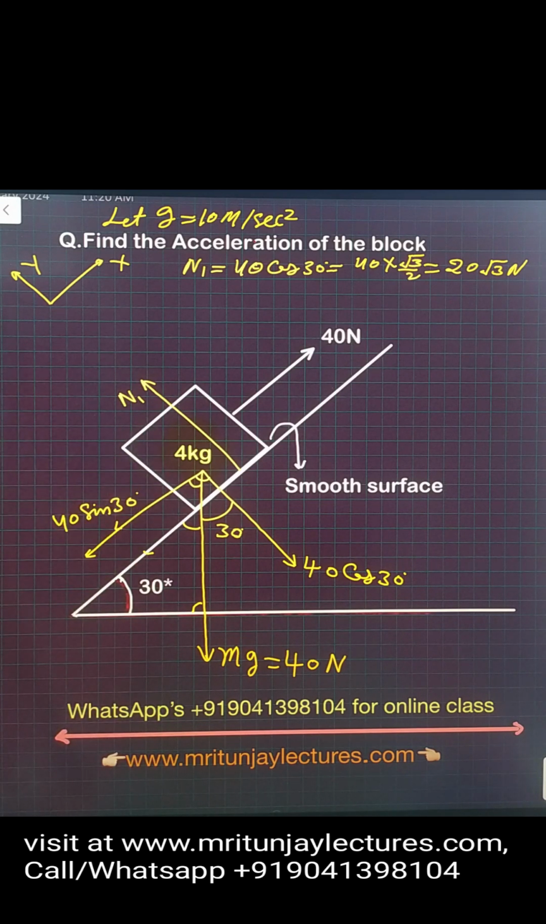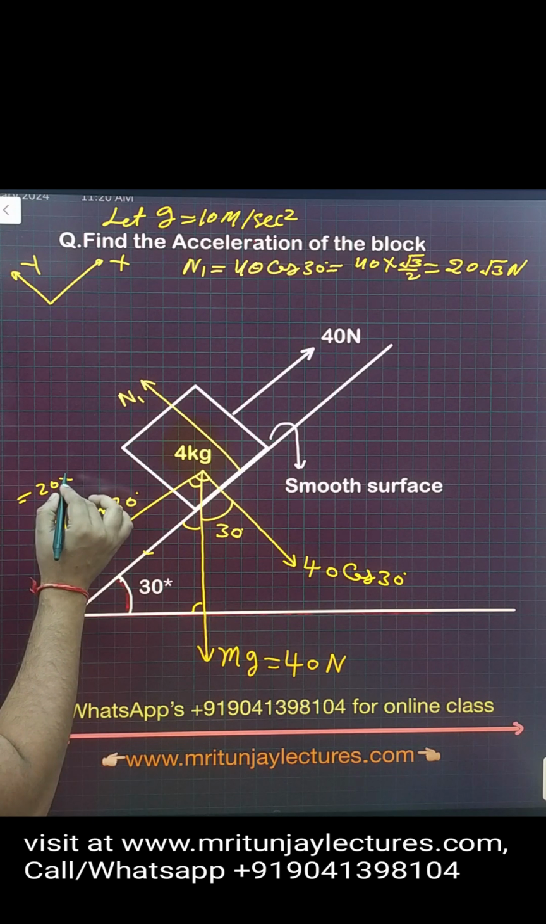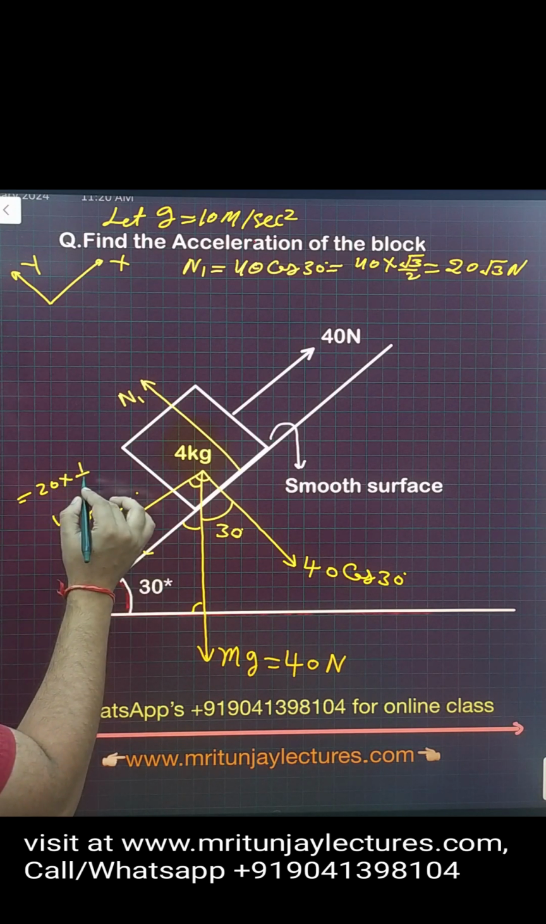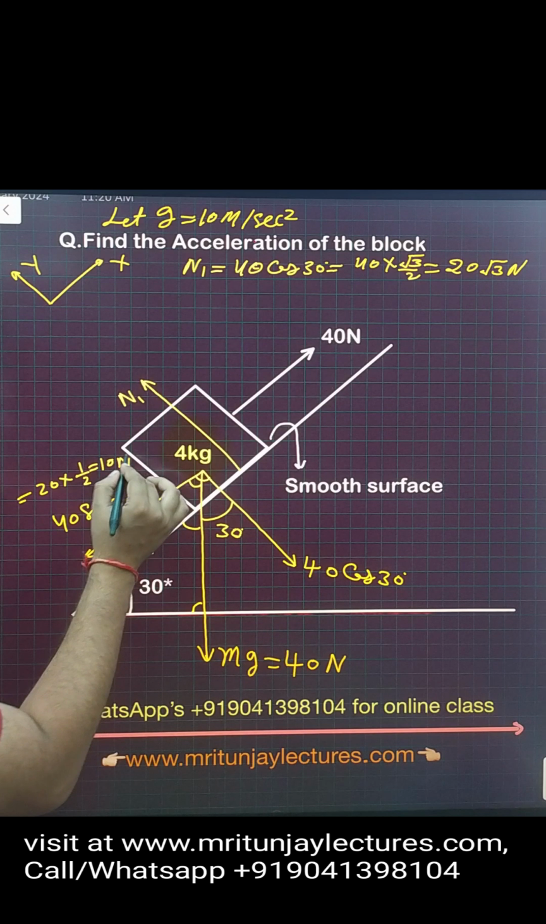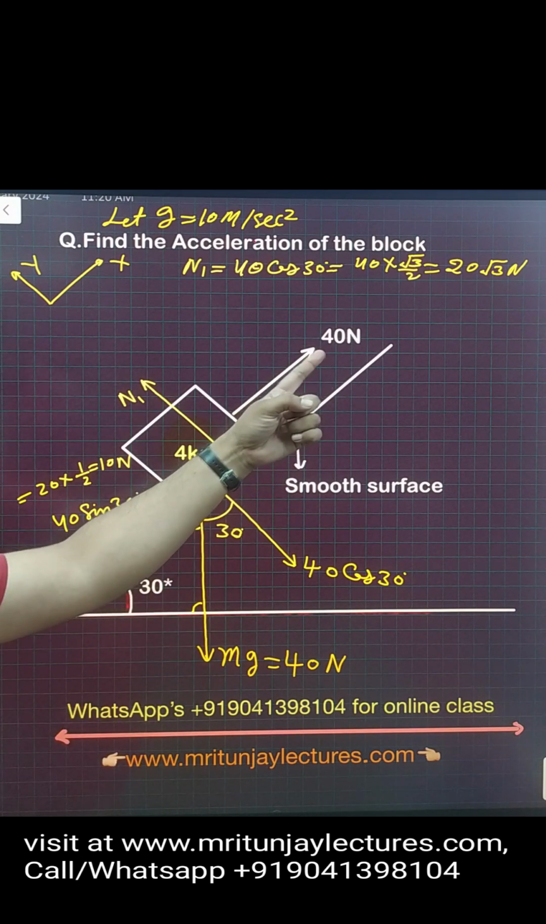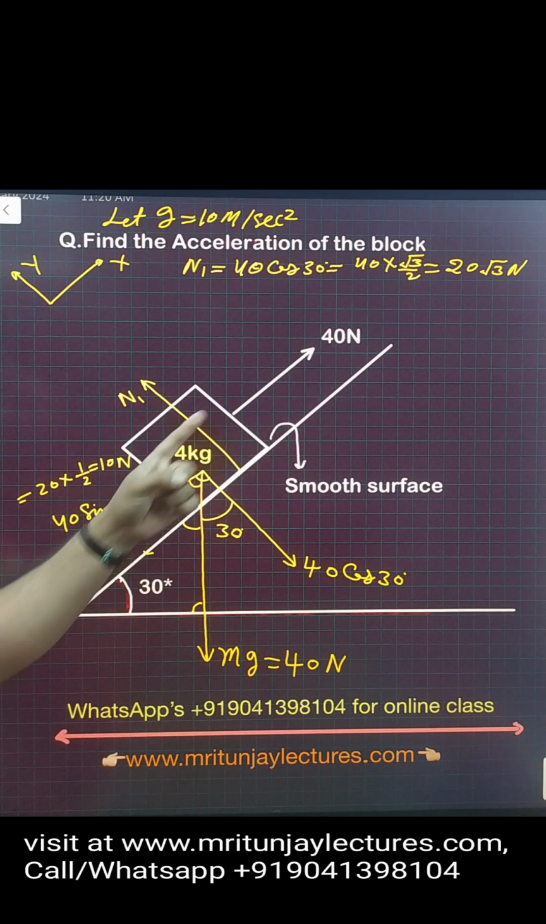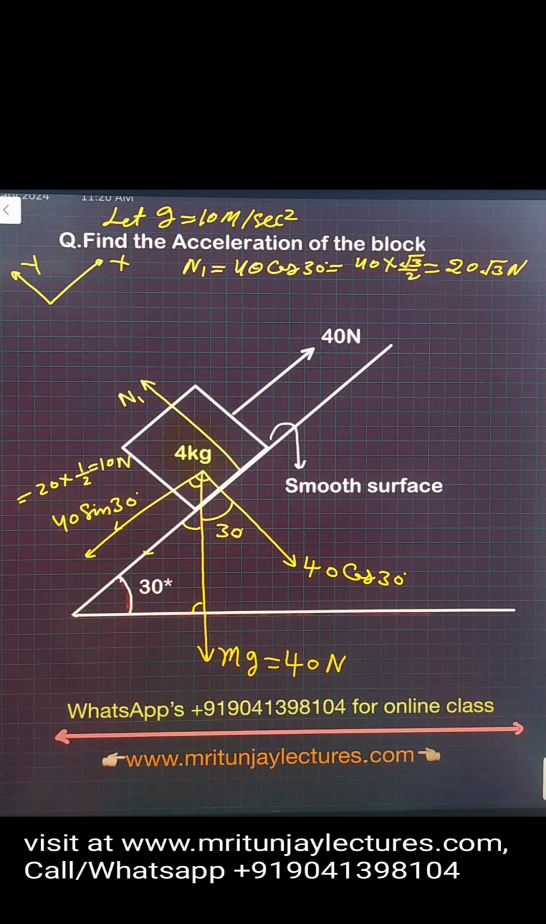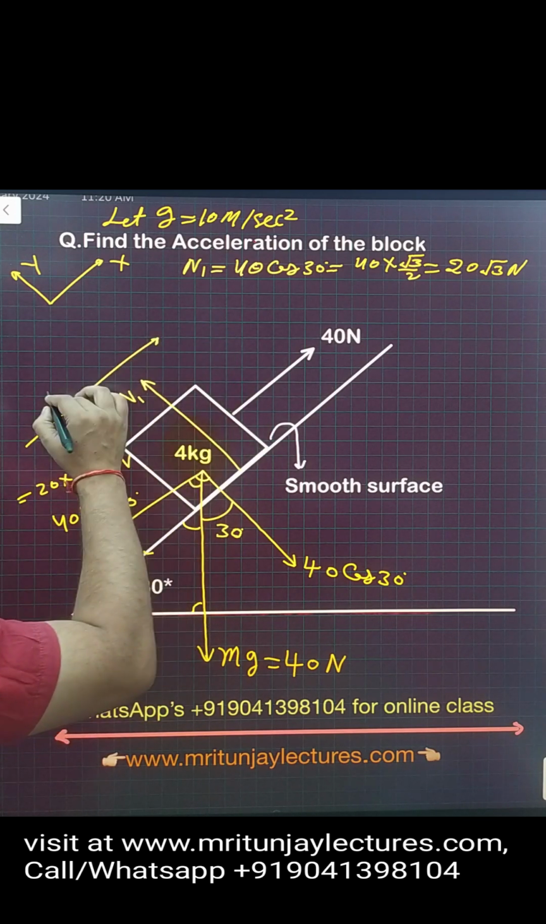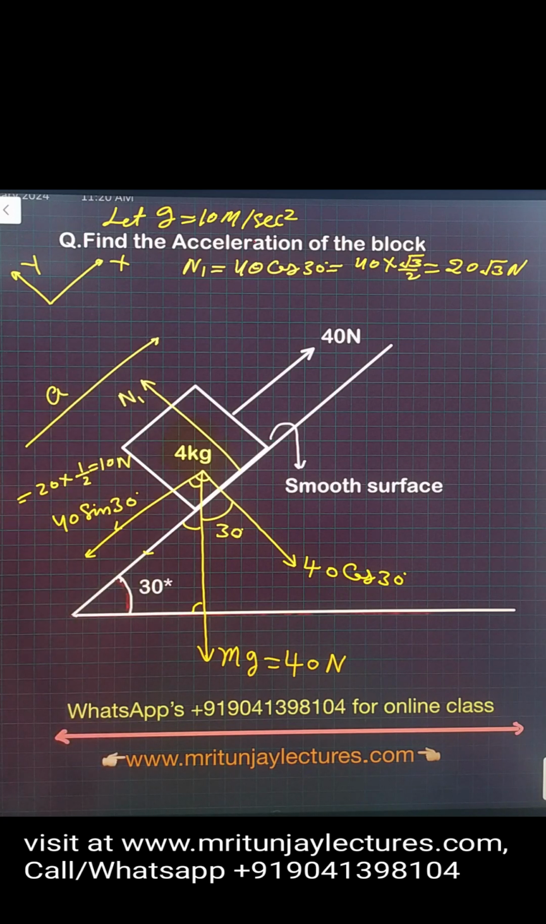But we are actually focused on the acceleration of the block. If you see very carefully, that is 40 sin 30 degrees, and sin 30 is 1 by 2, so that is 10 Newton. Here the force is 40 Newton and here 10 Newton, so this force is greater than 10 Newton. So the block is moving in which direction? Upward, with acceleration a.